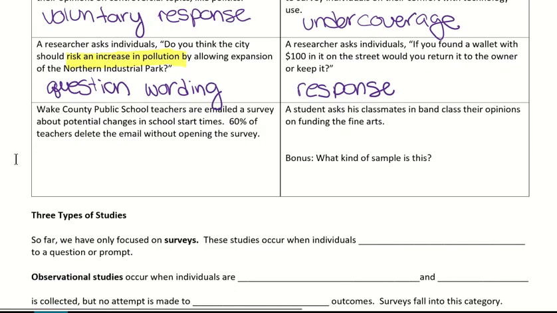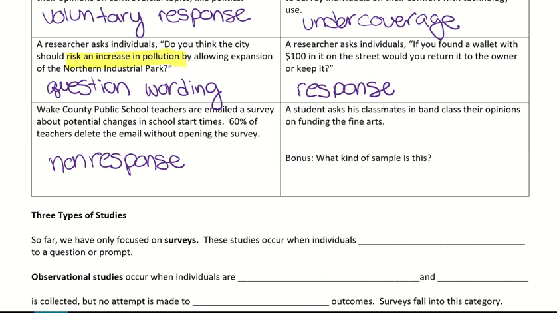Next, Wake County Public School teachers are emailed a survey about potential changes in school start times. 60% of teachers delete the email without opening the survey. So again, we know that people are being underrepresented, but the question is, is it the fault of the researcher or is it the fault of the respondents? In this case, it's the fault of the respondents, so this is non-response bias. People were asked, but they were unwilling or unable to respond.